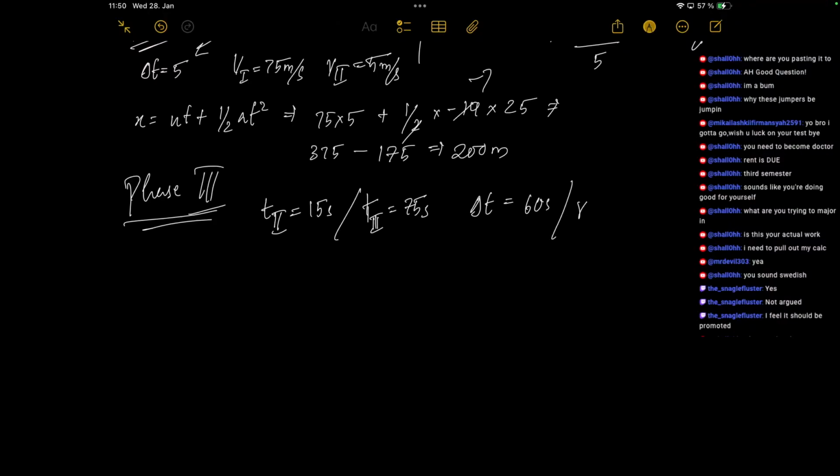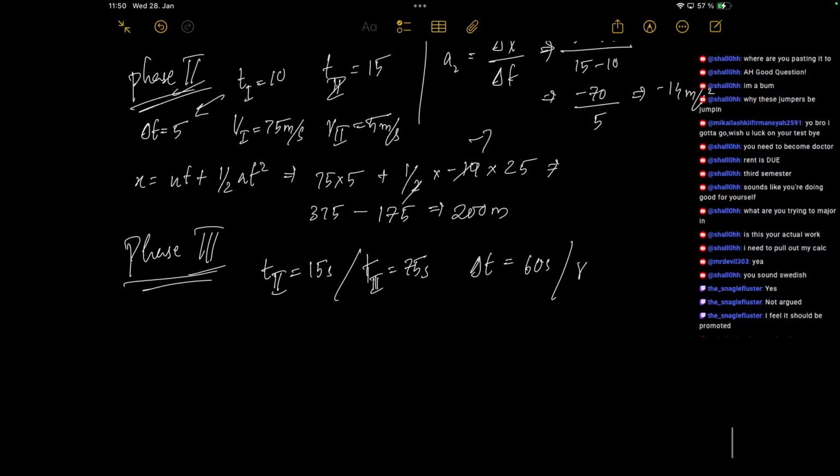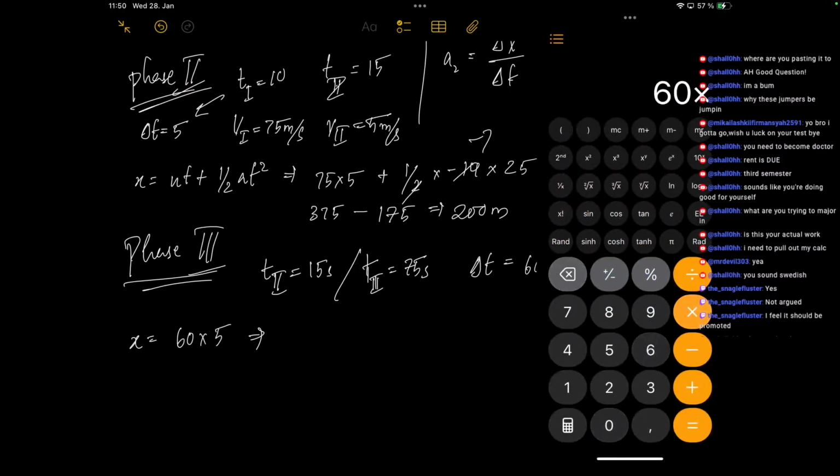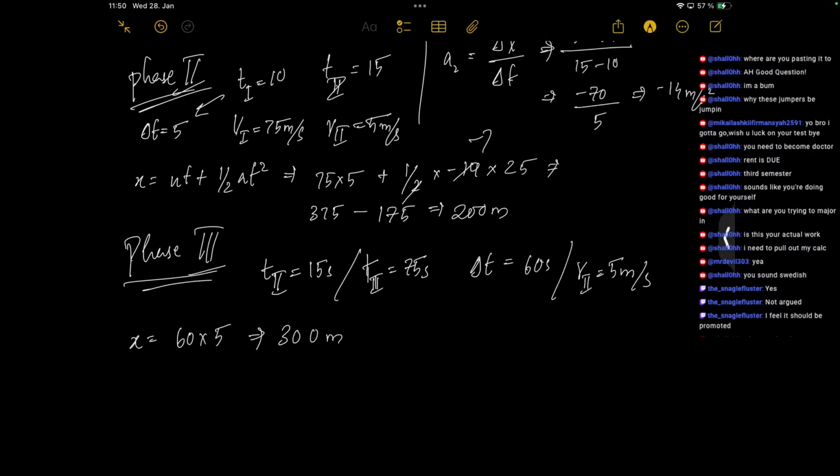V2 is 5 meters per second. Again, x equals 60 times 5. How much is it? 300. I knew it. 300 meters.